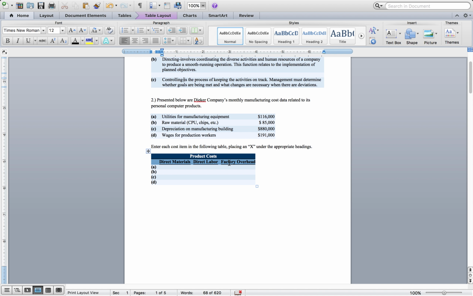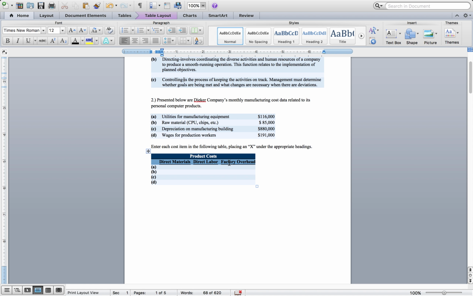Okay, continue on now. Next, a recent manufacturing cost data related to its personal computer products. Let's go over each one. Is it direct material, direct labor, or factory overhead? Remember, direct material, you can directly trace it to the product. It means you can actually see exactly how much it took, how much it cost.